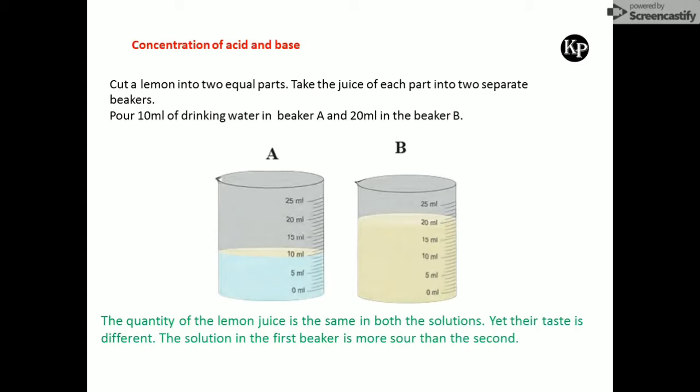What happened? In the first beaker we added only 10 ml of water, but in beaker B we added 20 ml of water. But the lemon juice quantity, meaning the quantity of solute, is the same, yet the taste is different. Why?